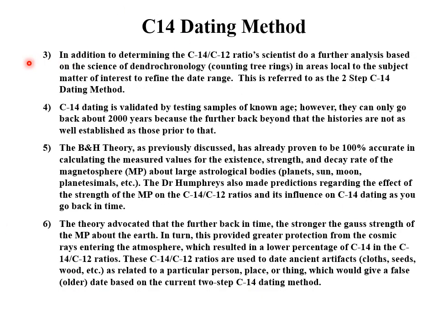In addition to determining the carbon-14 to carbon-12 ratio, scientists do a further analysis based on the science of dendrochronology, counting tree rings, in areas local to the subject matter of interest to refine the date range. Local atmospheres are affected by different things. This is referred to as a step 2 carbon-14 dating method. Take, for instance, a people that eat fish for a staple. Their carbon-14 count is going to be way lower because fish come from the sea. The sea is much more protected from cosmic rays than land animals. So that's just an example.